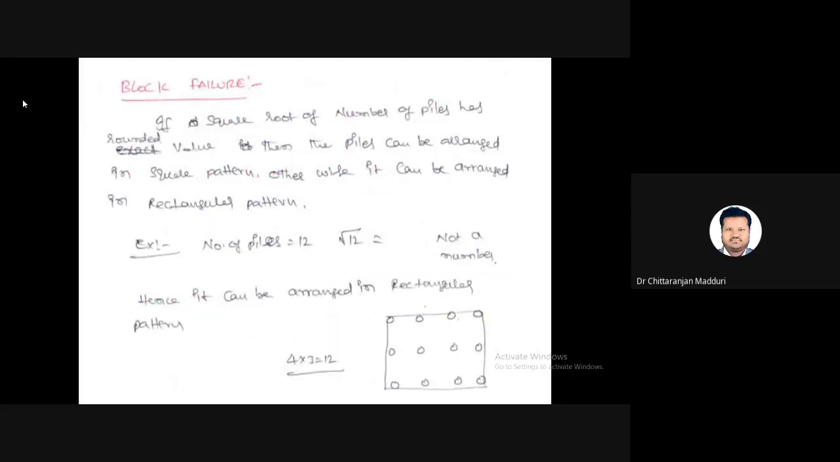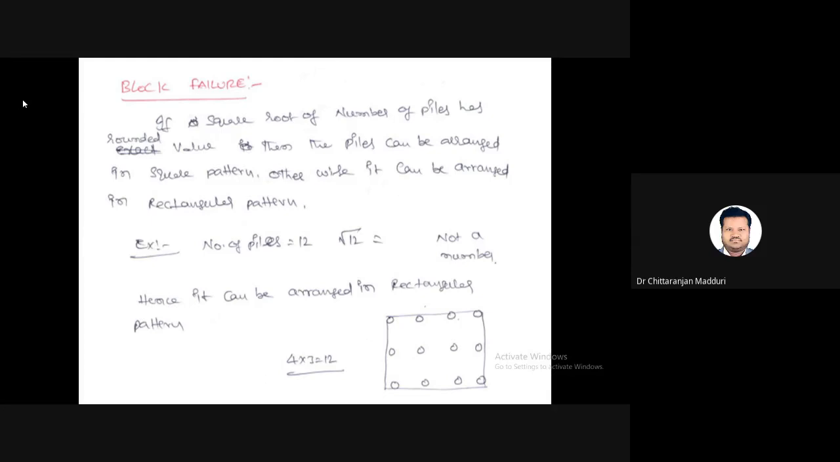So block failure. If the square root of number of piles is a rounded value, then the piles can be arranged in square pattern. Otherwise, it can be arranged in rectangle pattern. For example, number of piles equal to 12. Square root of 12 is a fraction. It is not a perfect number. Hence, it can be arranged in rectangle pattern, like this: 4 piles in rows and 3 piles in columns. 4 into 3 equal to 12.